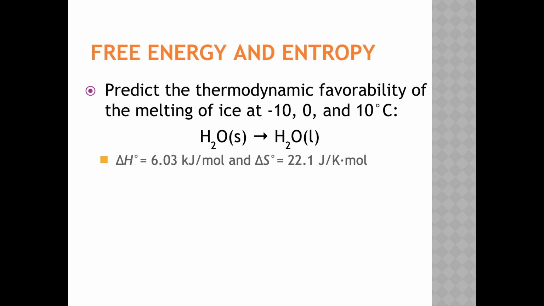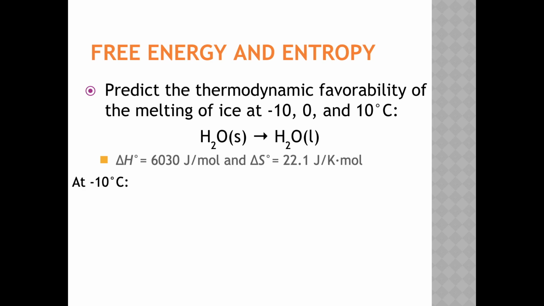Wait, look at these units. We won't be able to do the subtraction in the free energy equation without getting them to agree. So let's convert the big one into joules per mole and see what happens. Alright, this just might work. Delta G is equal to delta H minus T times delta S at all of these temperatures.